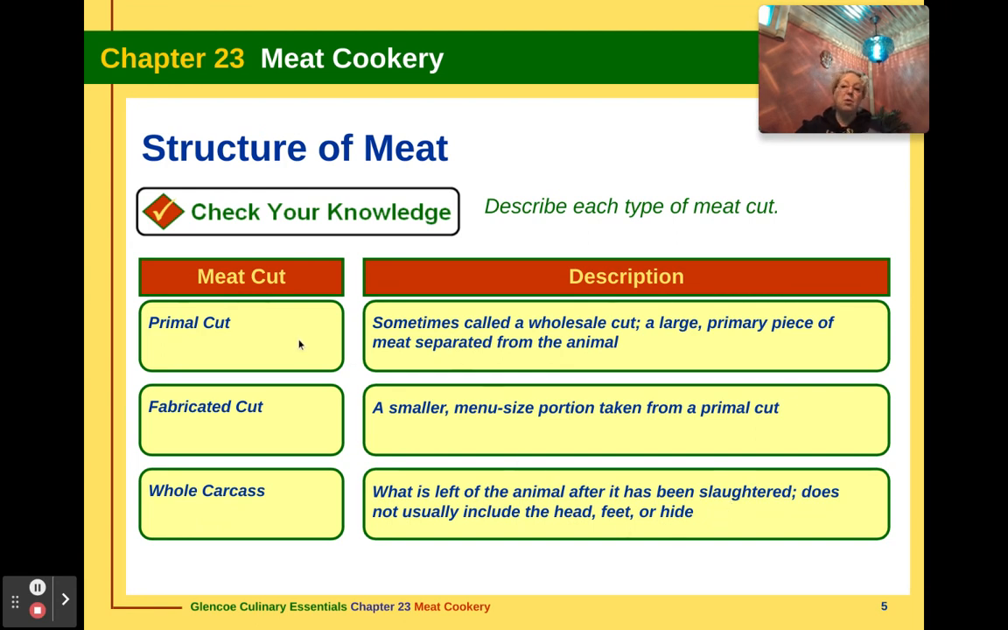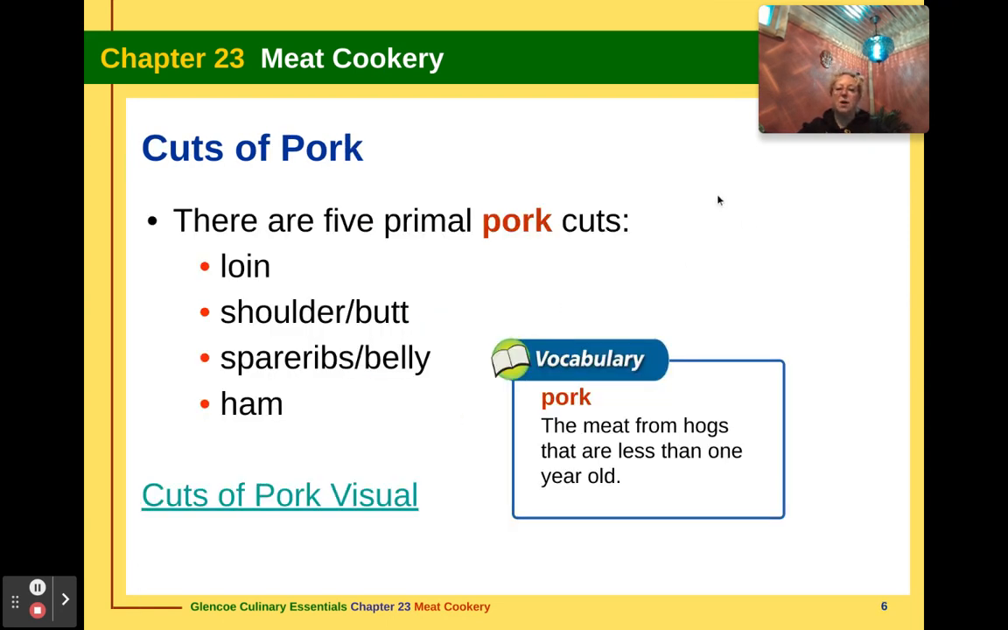So a primal cut is a big wholesale cut, and you do see these at the grocery store. This is a big primary piece of meat that is separated from the animal. This would be very, very large, and I'm going to give some examples of that. A fabricated cut is a primal cut that has been broken down into menu-sized portions. And so we're going to talk about the specific examples of that as well.